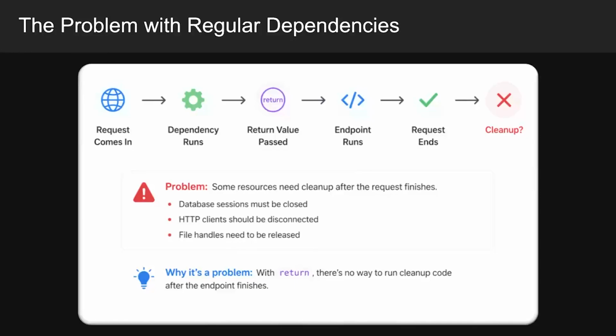Database sessions must be closed. HTTP clients should be disconnected. File handles need to be released. If you don't clean these up, you end up with leaked connections and resource exhaustion in production. That's the gap yield fills.